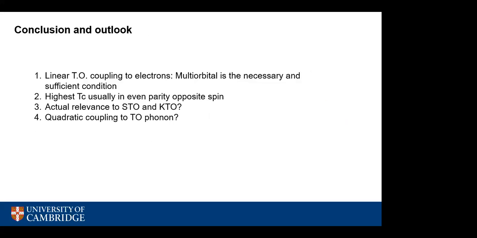I said most of the points here. As a conclusion, I'll just say the last point. There is still a question of quadratic coupling with fluctuations, which can happen in general. What I considered was a linear coupling, where there's one phonon. I've heard from people that at least for STO, the two phonon exchange term is as strong as linear coupling. So that's still something that we need to figure out. Maybe a systematic study would be quite useful. I'm done with this.